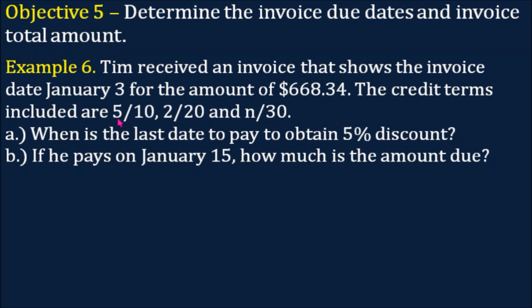So this 5 means you will be entitled to 5% discount if you will pay the amount within 10 days. And then you are entitled to 2% discount if you can pay the amount within 20 days. And the amount should be paid in 30 days with no more discount.